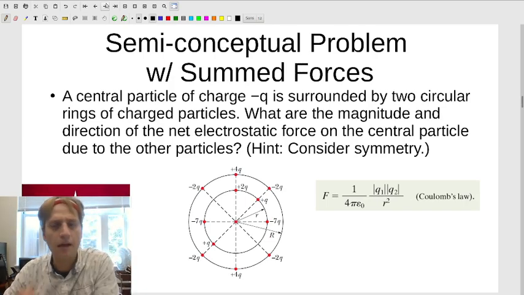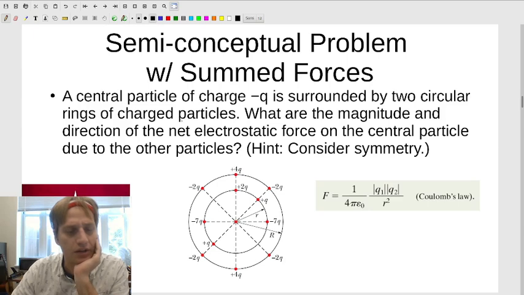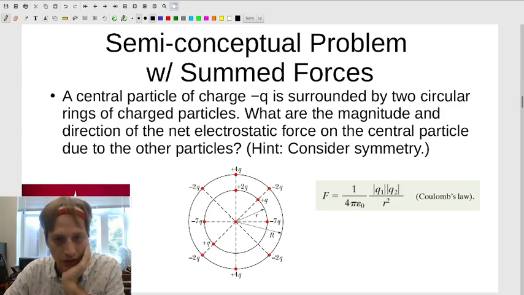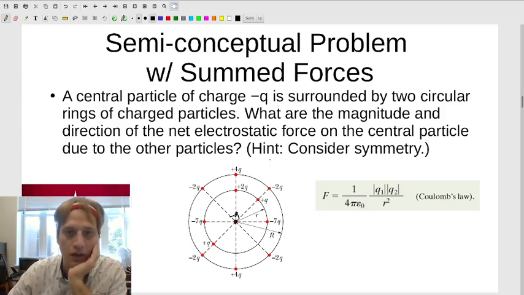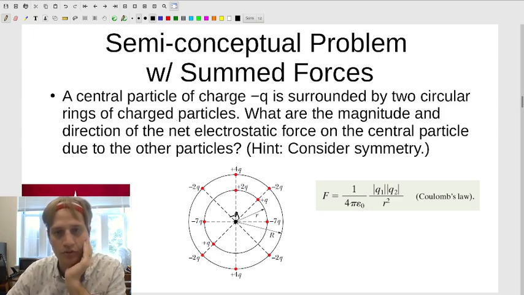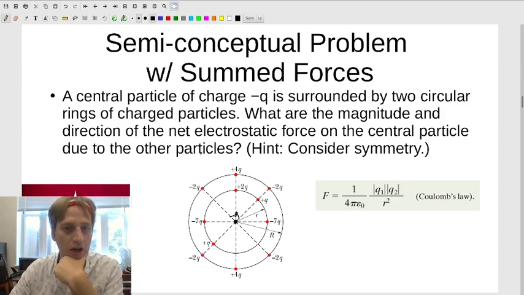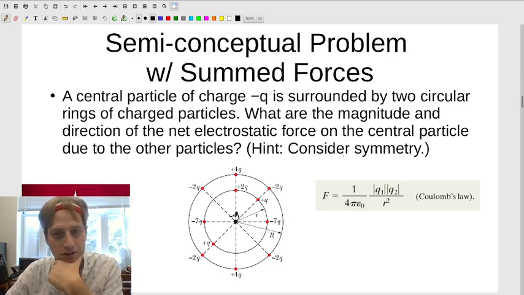So let's try to think about this just a second. This is a problem, and I've given you one similar to this on your homework this week. It says you have a particle of charge minus q right here, right in the middle, surrounded by two circular rings of charged particles. What are the magnitude and direction of the net electrostatic force on the central particle due to the other particles? Hint, consider symmetry.